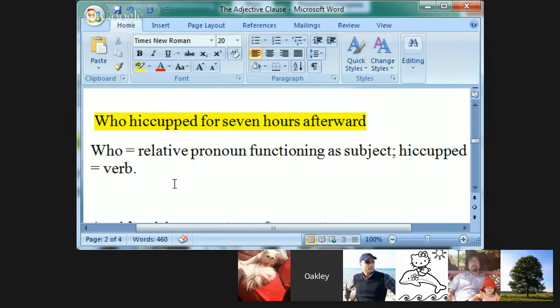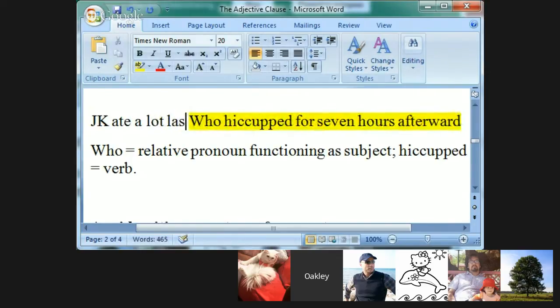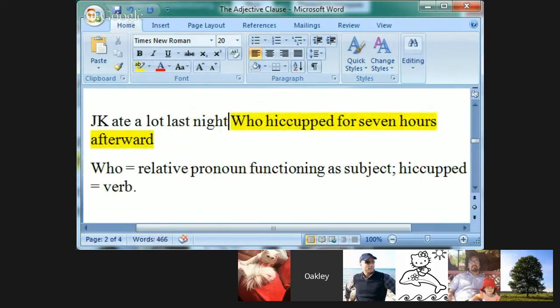Hiccups. You have those throat and diaphragm spasms repeatedly. He ate very much last night. No, oh, can't say he. I should say a name. JK ate a lot last night. Who hiccuped for 7 hours afterward. Okay, that doesn't quite work.